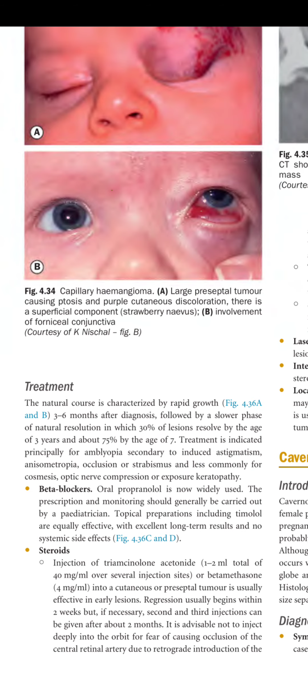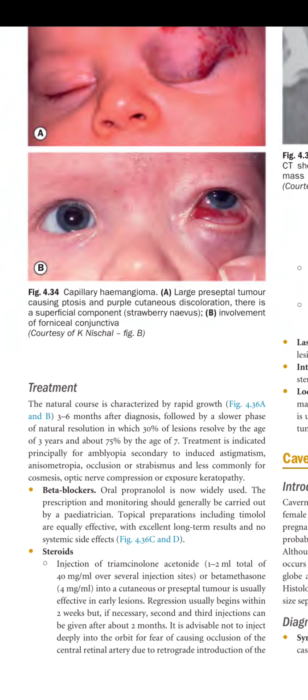Another thing is you can also give a steroid injection of triamcinolone acetonide, 1 to 2 ml, total of 40 milligrams per ml over several injection sites, or betamethasone 4 milligrams per ml into a cutaneous or preseptal tumor, which is usually effective in early lesions. Regression usually begins within 2 weeks, but if necessary, a second or third injection can be given after about 2 months.